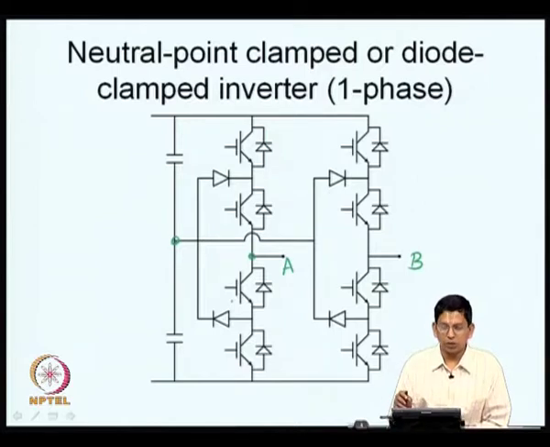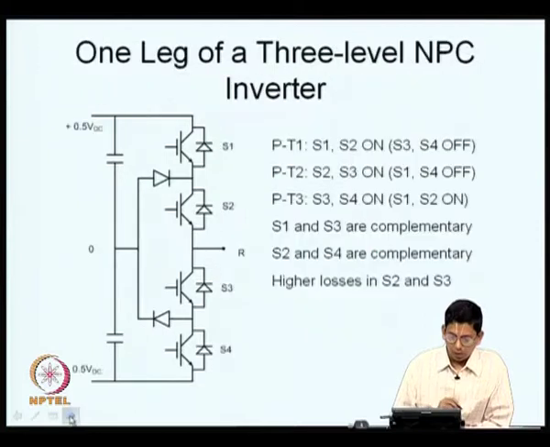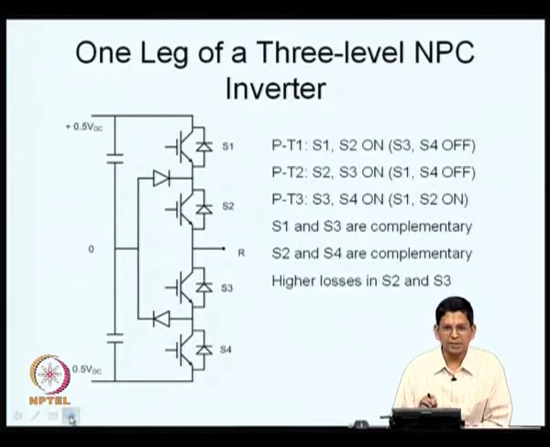If you want a 3 phase inverter, you need one more leg like this. You have a third leg, and the 3 load terminals can be connected to the midpoints of the 3 legs R, Y and B. So, this is now a diode neutral clamped inverter. Now, we are just summarizing a few points and understanding a 3 level neutral point clamped inverter better.